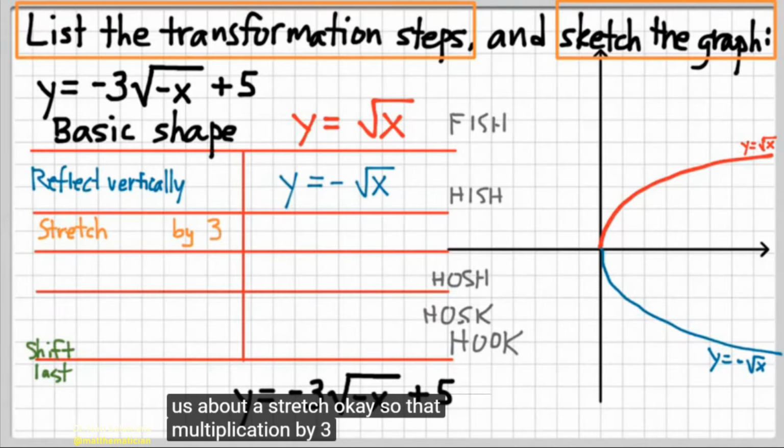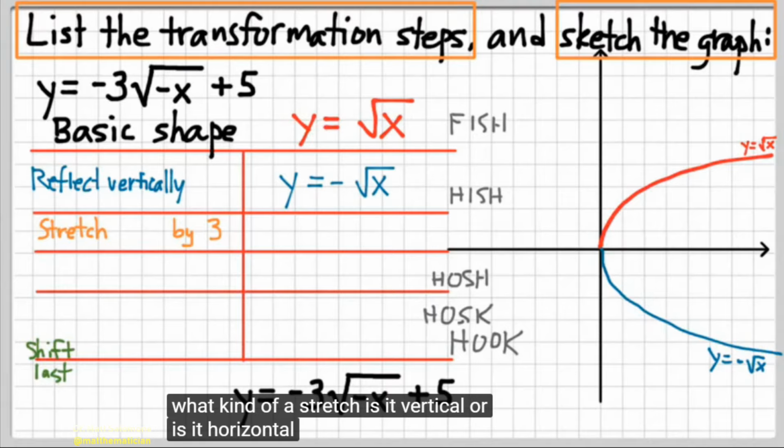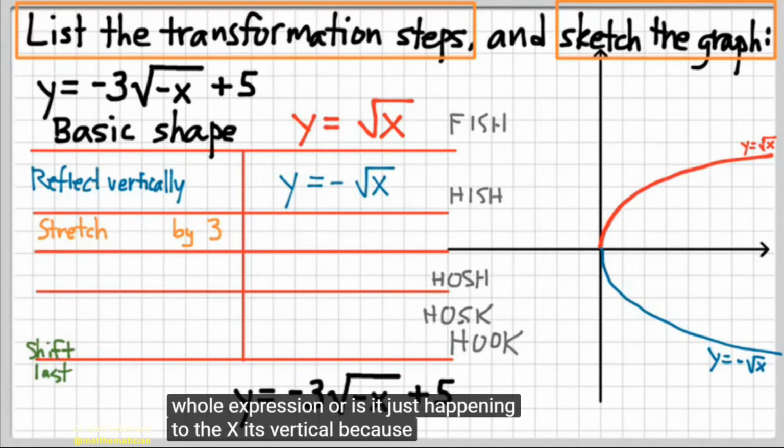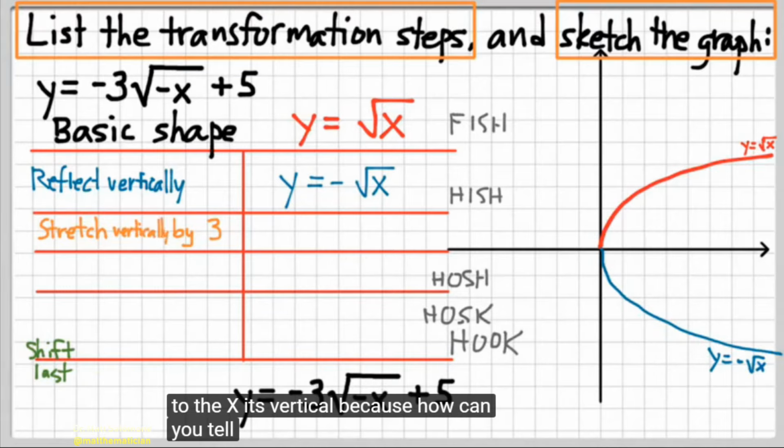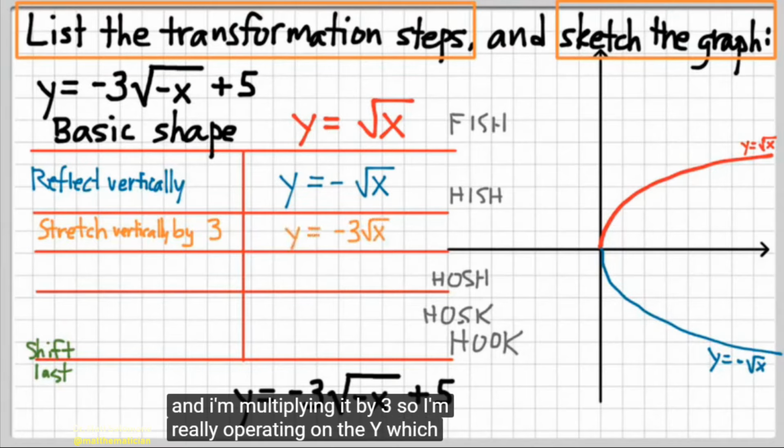Okay, so that multiplication by 3 is a kind of stretch. What kind of stretch? Is it vertical or is it horizontal? Is it happening to the whole expression or is it just happening to the x? Vertical, because? How can you tell? Right, it's being applied to the whole function. I'm taking this whole expression minus the square root of x and I'm multiplying it by 3. So I'm really operating on the y, which is a vertical change.